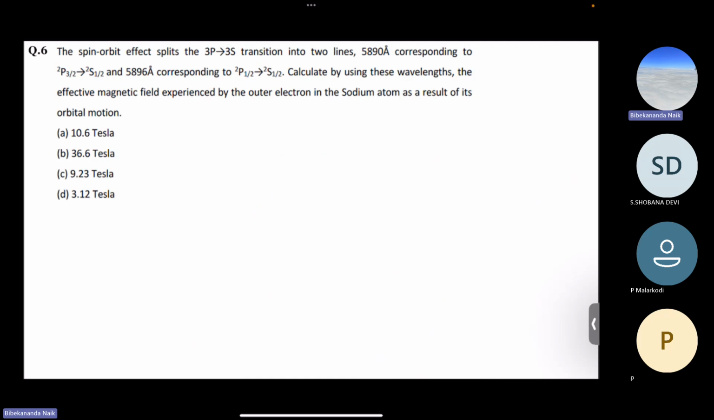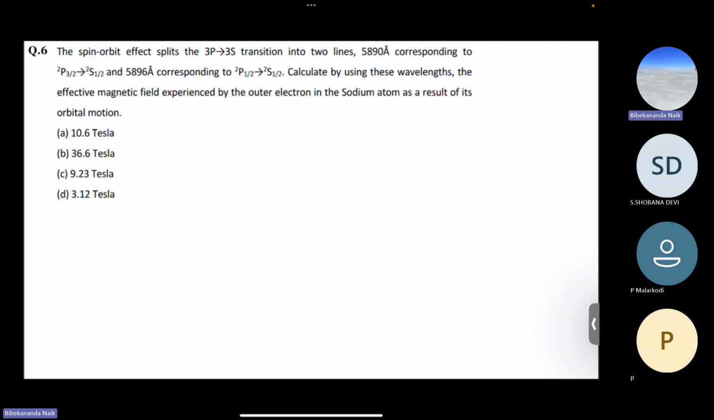Now coming to question number 6. Question number 6 says the spin orbit effects split the 3p to 3s transition into two lines such that 5890 Angstrom corresponding to 2p 3 by 2 to 2s 1 by 2, and 5896 Angstrom corresponding to 2p 1 by 2 to 2s 1 by 2. Calculate by using these wavelengths the effective magnetic field experienced by the outer electron in the sodium atom as a result of its orbital motion. These are the options. Option A 10.6 Tesla, option B 36.6 Tesla, option C 9.23 Tesla, and option D 3.12 Tesla.